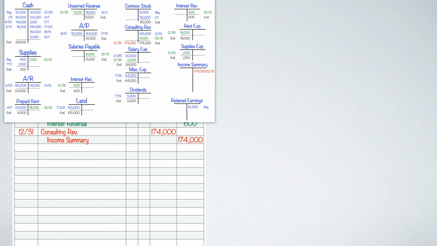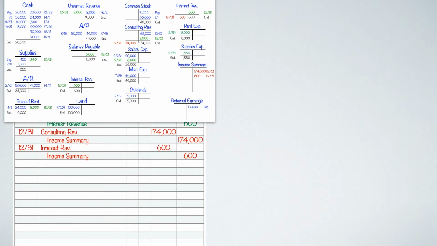Now let's do the interest revenue. We have a credit balance of 600. So to get rid of it, I have to debit that account for 600. So I'm going to go ahead and put debit 600. And if I debit interest revenue, then I have to credit something else. Again, it's going to be income summary. So I'm going to credit 600 for income summary. Again, I'm going to put that into a journal entry, 1231, interest revenue, 600, income summary, 600. That takes care of my revenues.